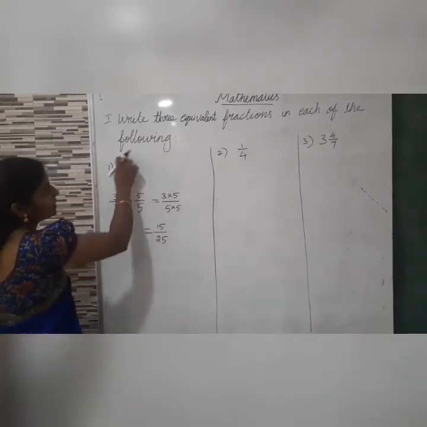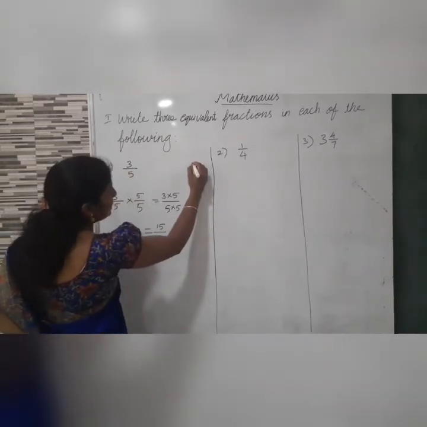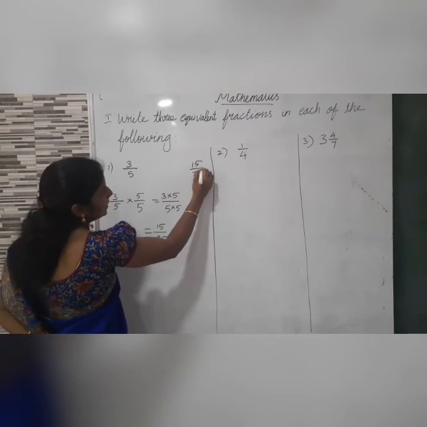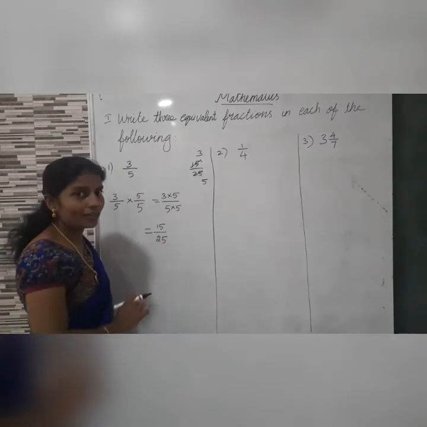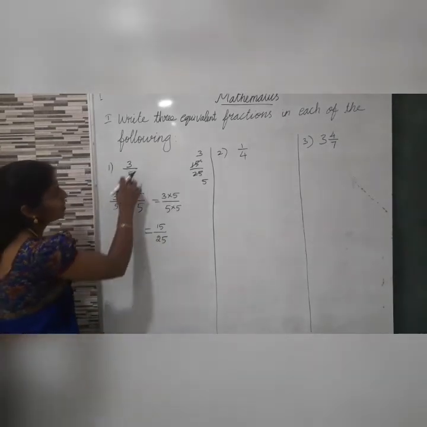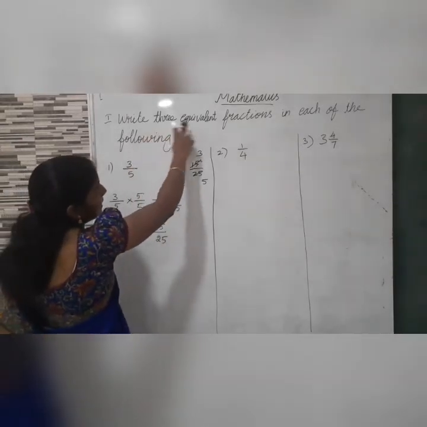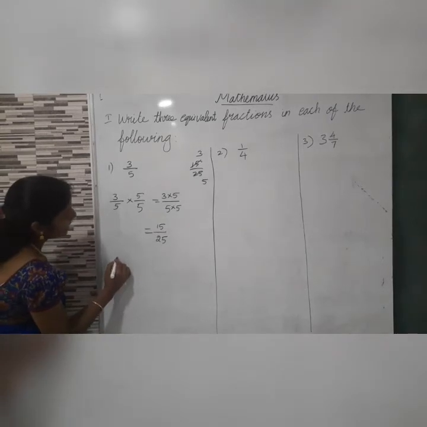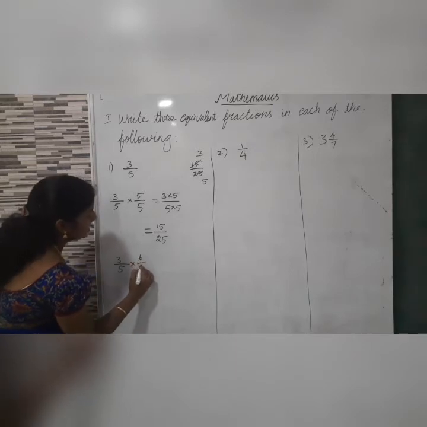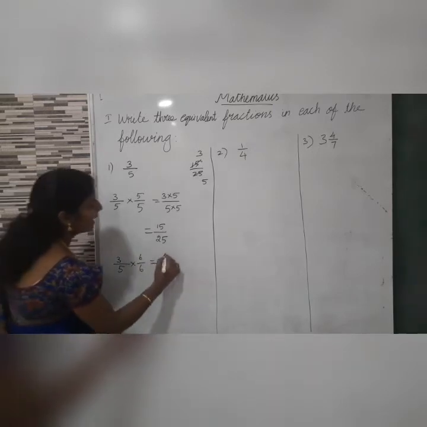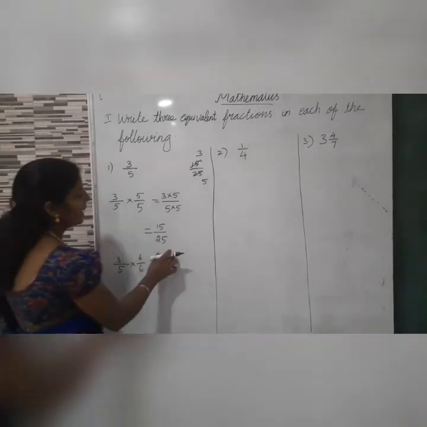Now the first fraction is 3 by 5. Can you check that value? 15 by 25, 5 table: 3 5s are 15, 5 5s are 25. Did you get the same value? Yes, so this is an equivalent fraction. This is the first one. Now we can write 3 by 5 into 6 by 6 equals 6 3s are 18 divided by 6 5s are 30. The next equivalent fraction is 18 by 30.